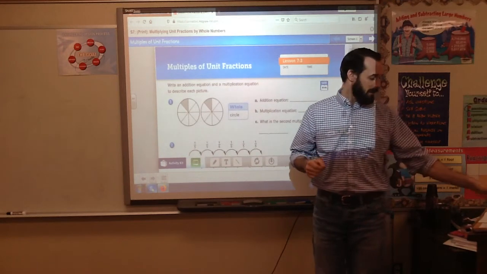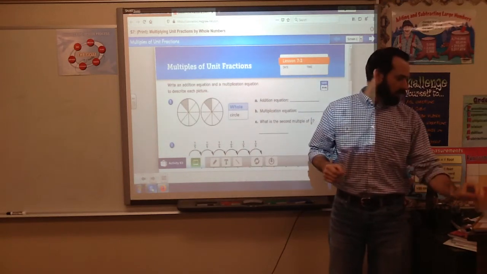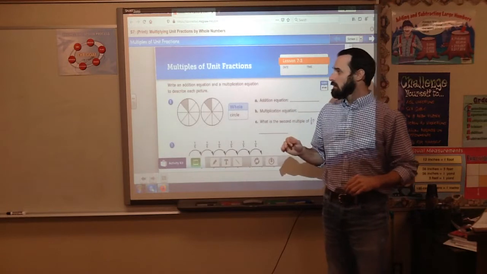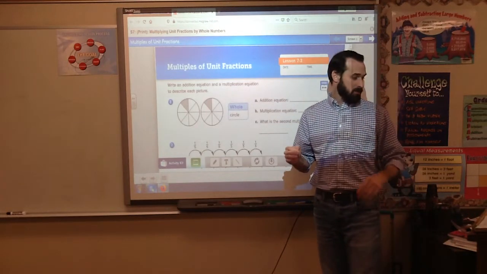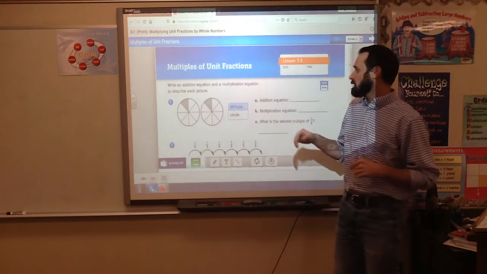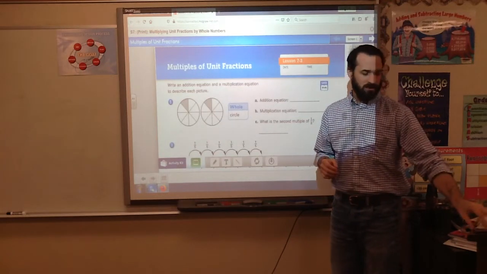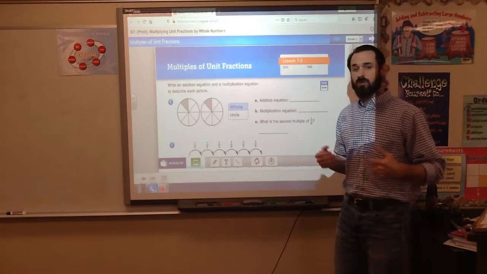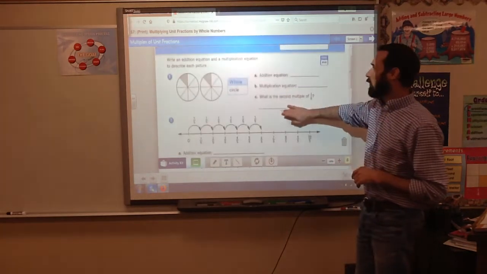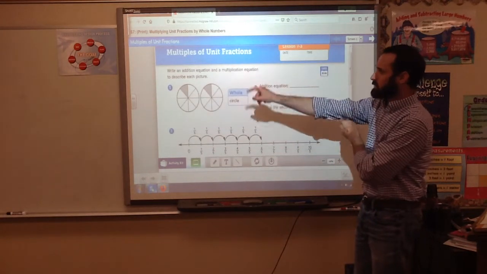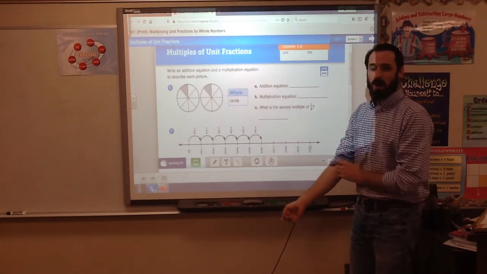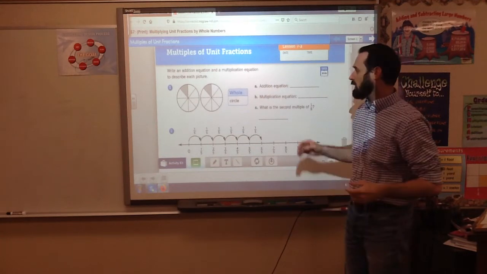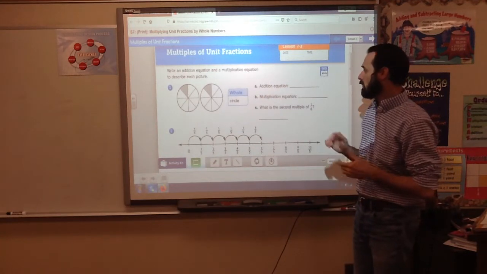This is lesson 7-3. We're working on a fraction as a multiple of its unit fractions. So we've talked about unit fractions before, and today we're going to be working through page 234 together. 234 looks like this. It says multiples of unit fractions at the top. So get your math workbook and open up and we can get going on this.